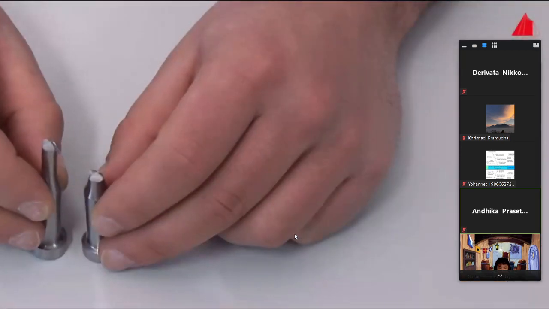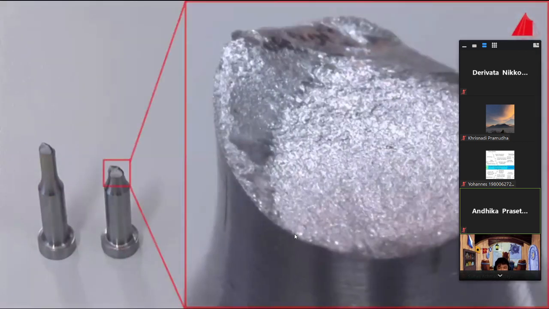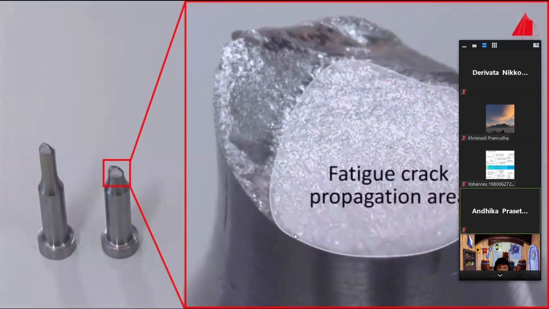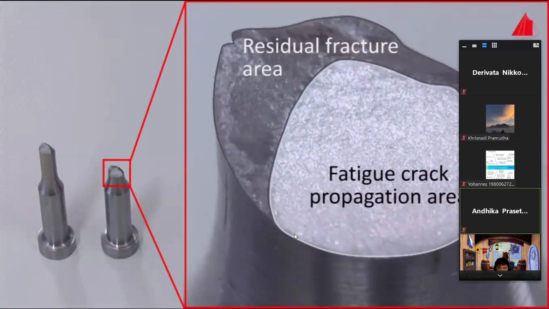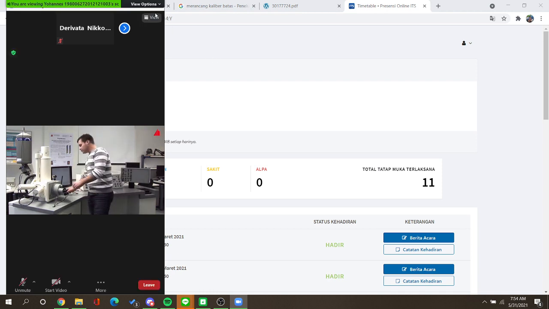At first glance, the fracture surface looks unimpressive. A closer look reveals two regions: the rather dull, predominantly flat fatigue crack propagation area and the rough residual fracture area. The residual fracture area results from the final catastrophic rupture. The fatigue crack propagation area has developed during the cyclic growth of the fatigue cracks starting at the surface of the specimen. What does the fatigue crack propagation area look like at higher magnification?